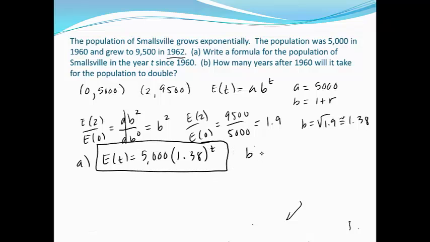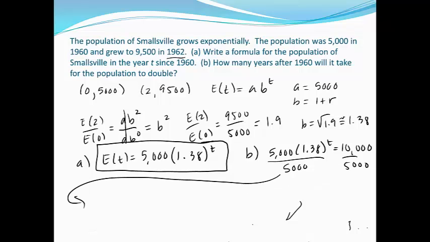For part B, we would like to know how many years after 1960 the population will double. So we need to set our formula equal to twice the initial amount, or 10,000, and then solve for t. So we would like to isolate the t, so the first thing we're going to do is divide both sides by 5,000, in which case, rewriting it down here, running out of room, we get 1.38 to the t equal to 2.